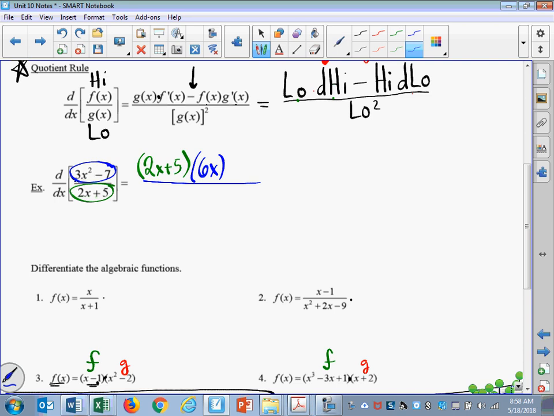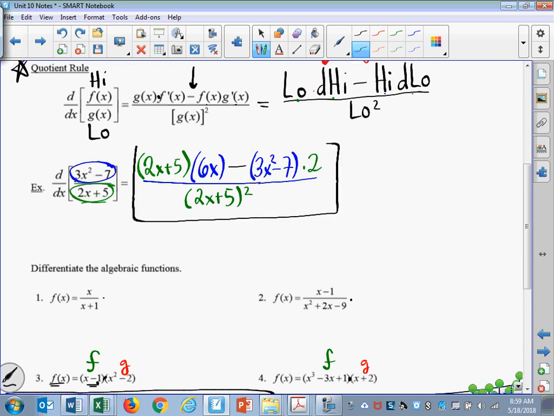And then the quotient rule says minus, and we want high d low. So we write down the numerator, 3x squared minus 7, and then d low, we multiply by the derivative of the denominator, which is just 2. Now low squared, that's just the denominator, no derivative. I'm just going to leave it like this because I'm afraid if I start simplifying, it's going to fall to pieces and I'm going to start doing wrong algebra steps.